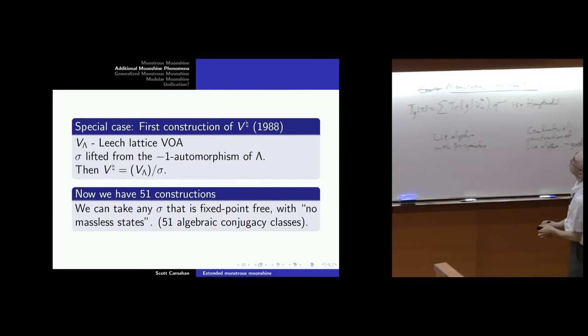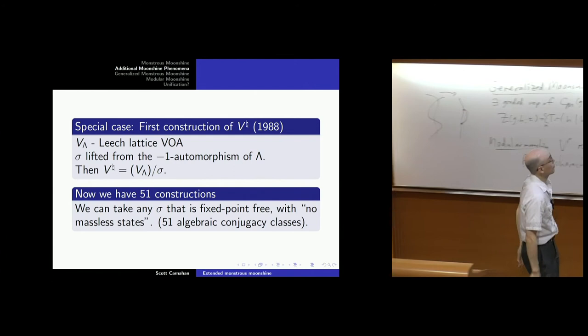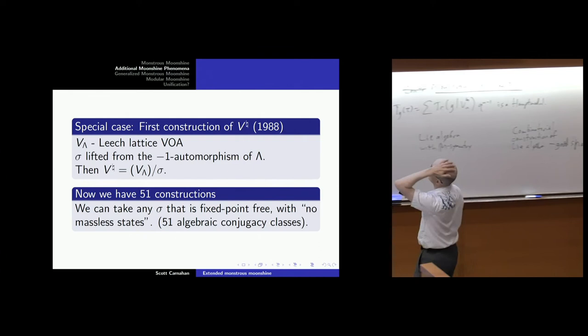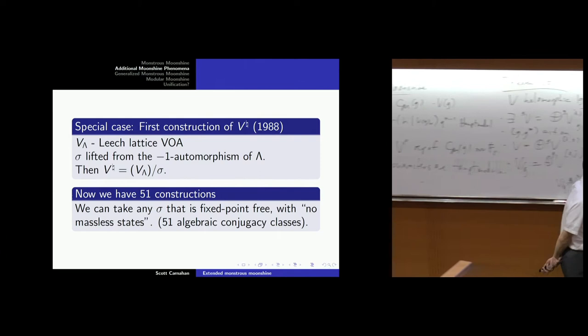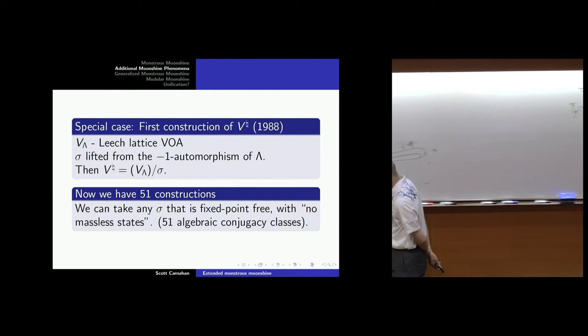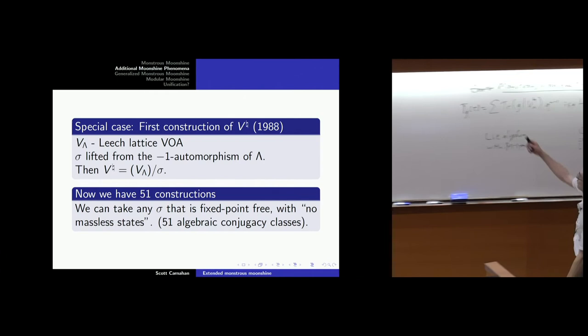The special case of this construction in fact predated it by quite a long time. The construction of the moonshine module was done by this process where g has order 2. If you take the minus 1 automorphism of the Leech lattice, you can lift it to an order 2 automorphism of the vertex operator algebra. And then this orbifold method will give you the moonshine module. Now, in fact, there are 51 algebraic conjugacy classes of elements in the Leech lattice automorphism group which will give you the moonshine module. There are something like 160 classes of elements. And taking cyclic orbifolds for those will yield lots and lots of different vertex operator algebras, but 51 of them will give us the moonshine module.